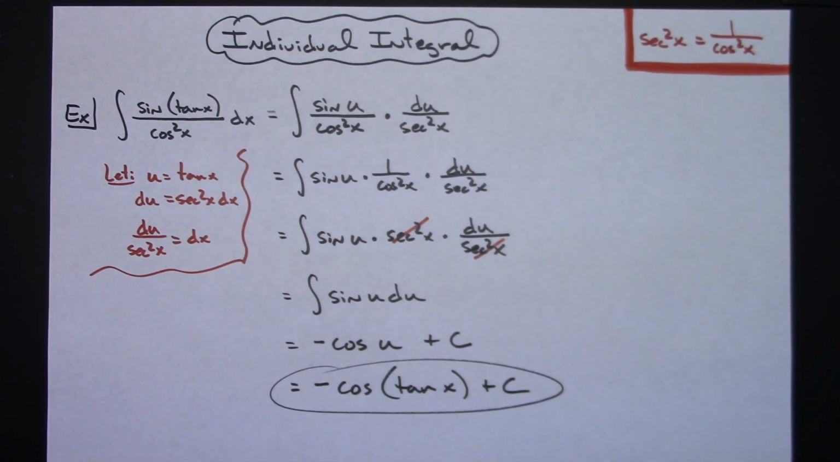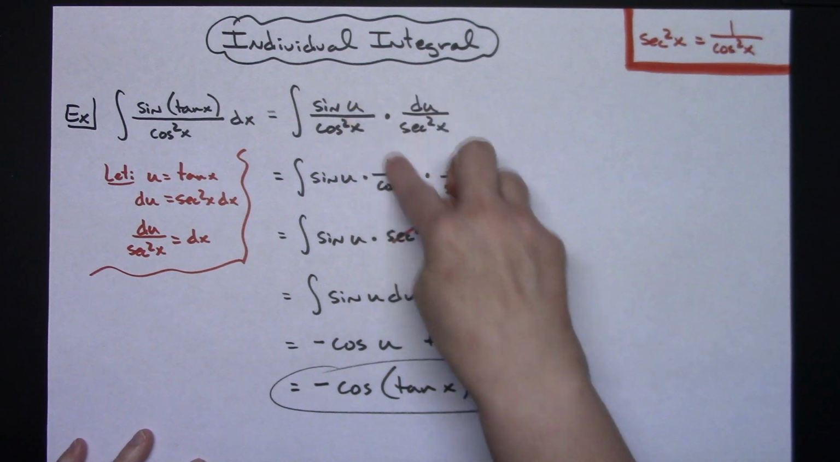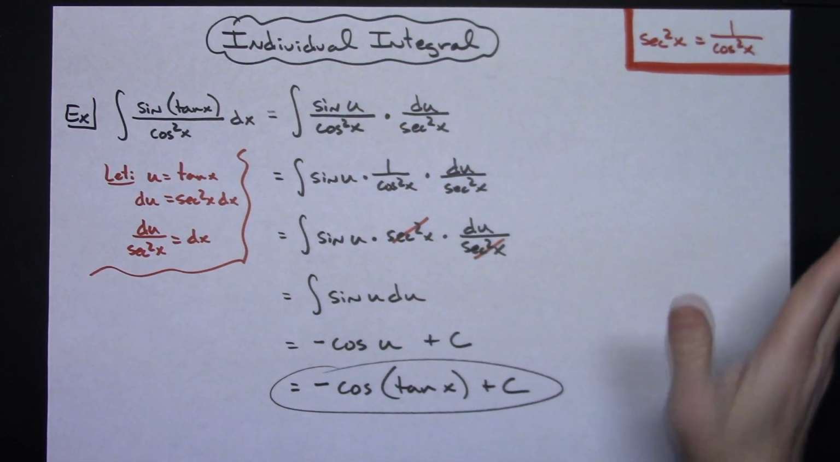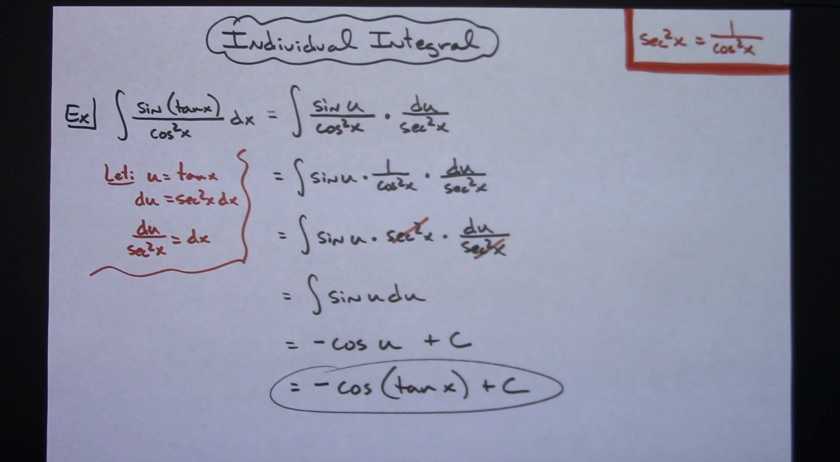Once you recognized what type of trig substitution you needed in order to get things to cross out, it turns out really to be a straightforward u substitution.